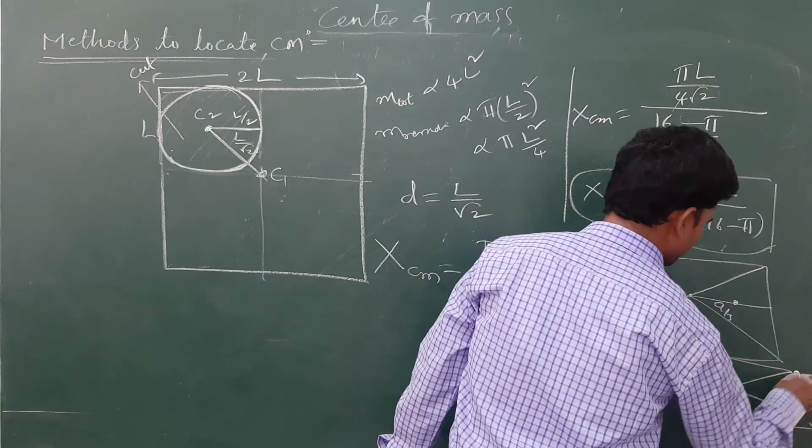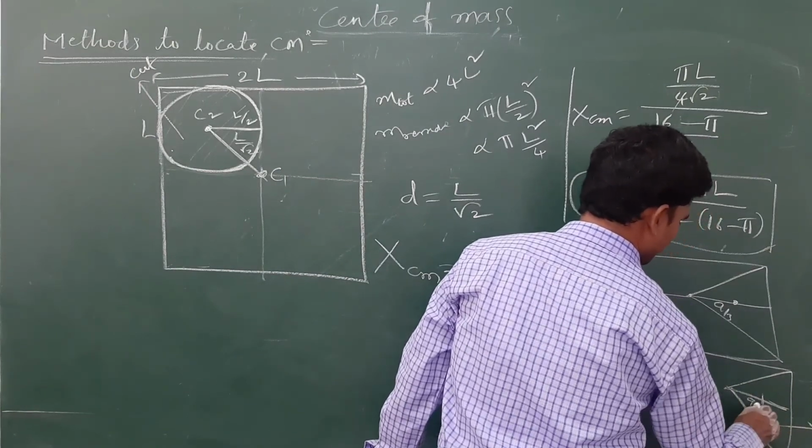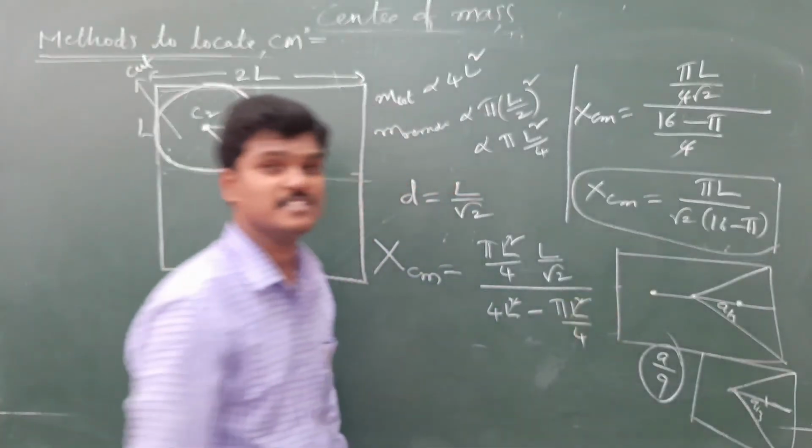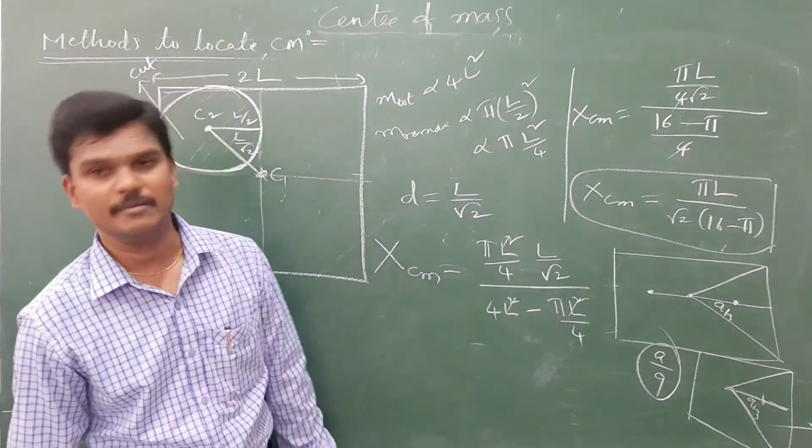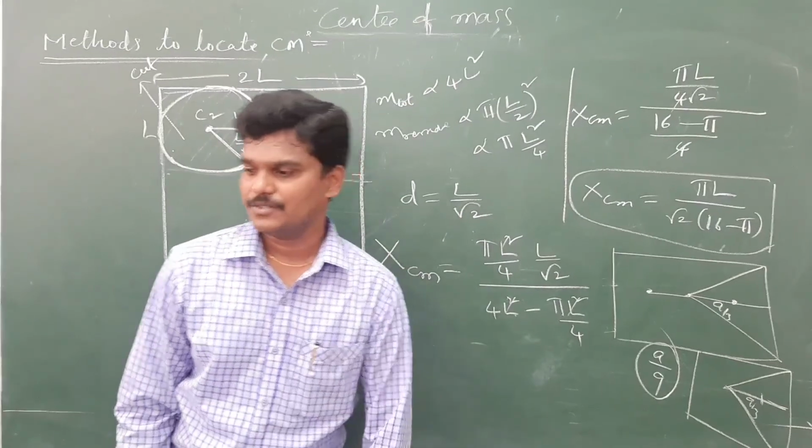So you try these questions. Okay, here the gap is A by 3. Distance between two centers is A by 3. 1/3 portion is cut. So keep in mind that it is A by 9. Okay, so try this.